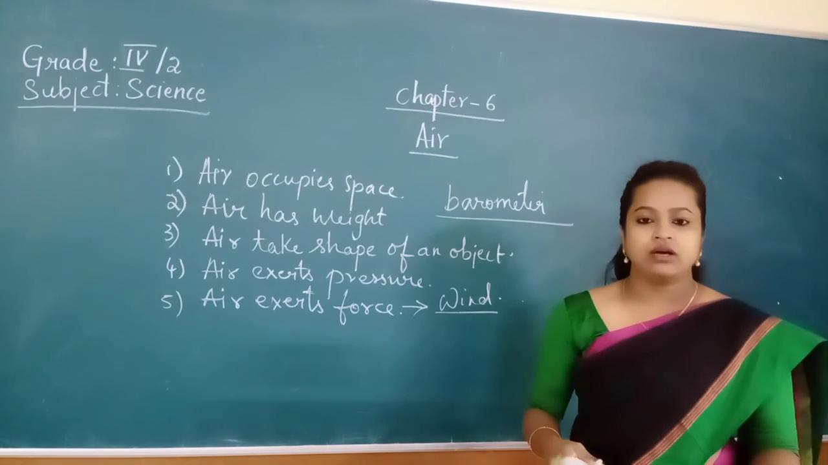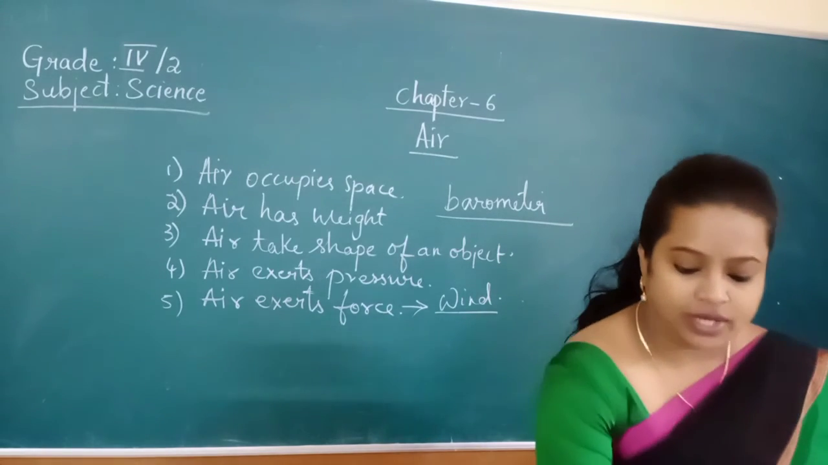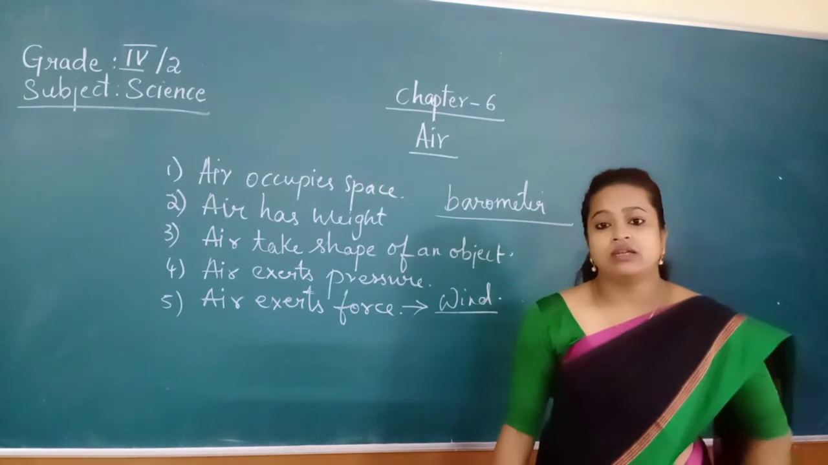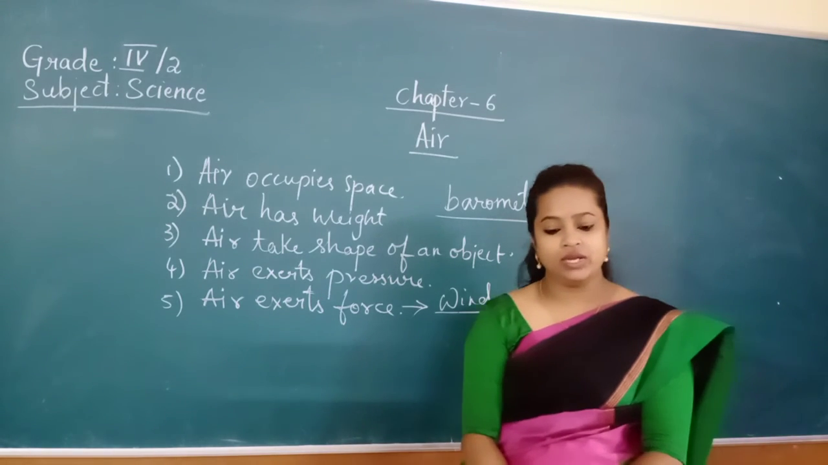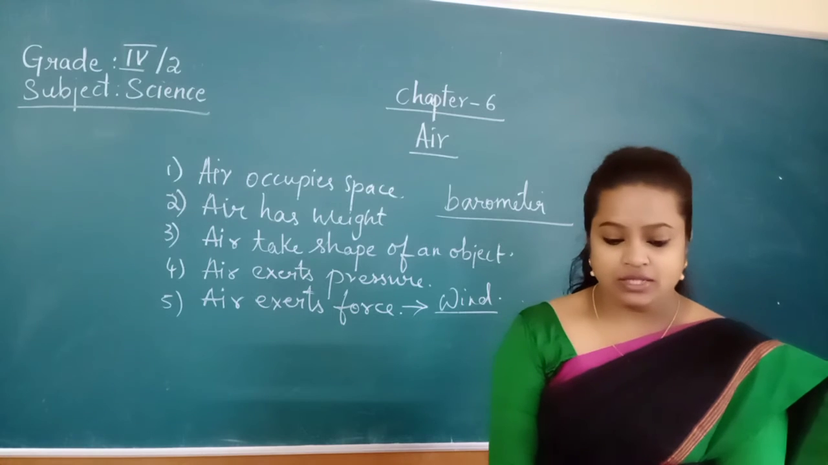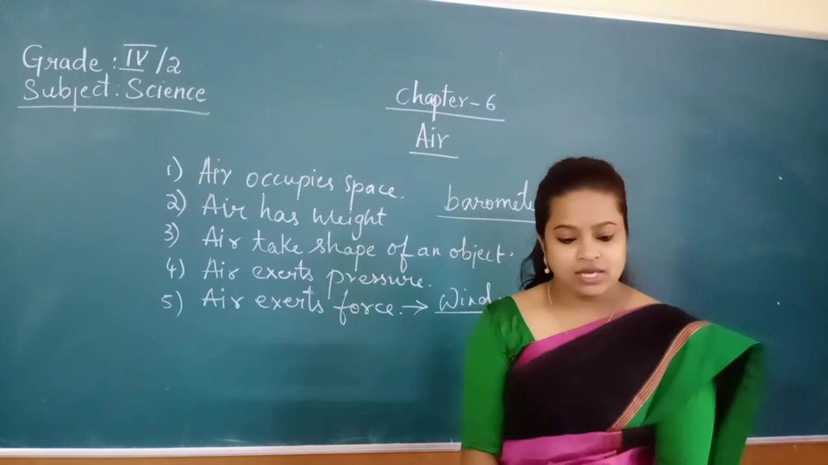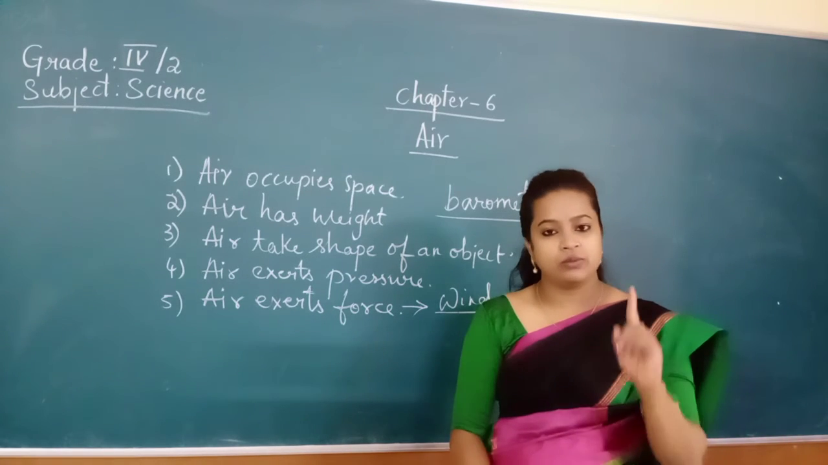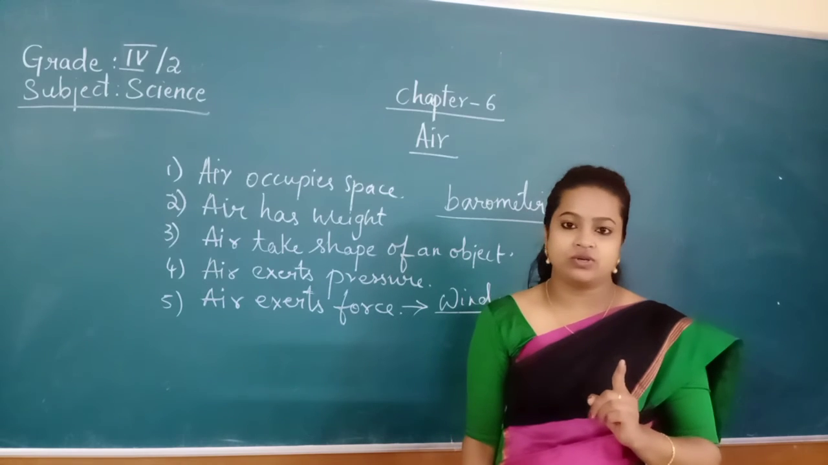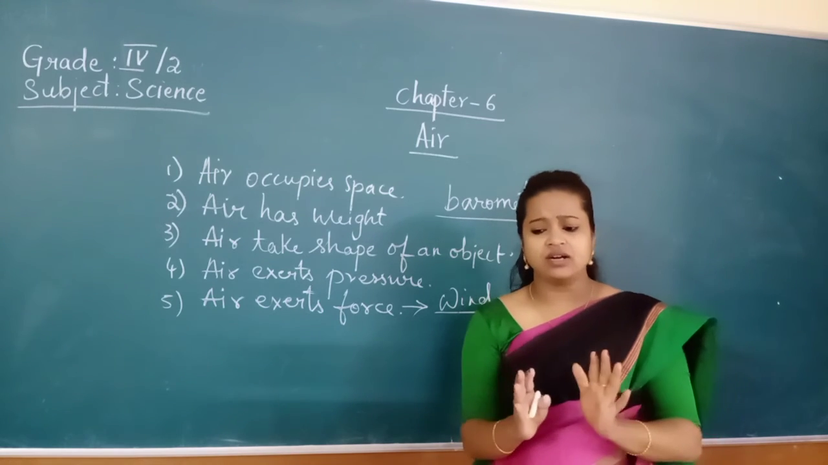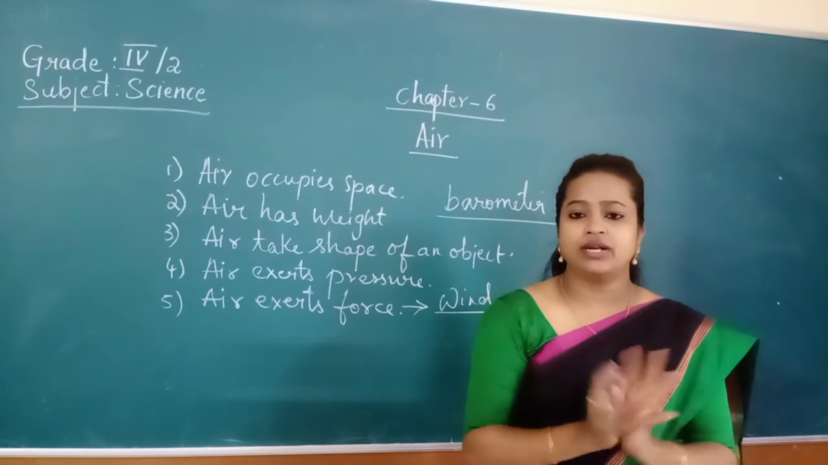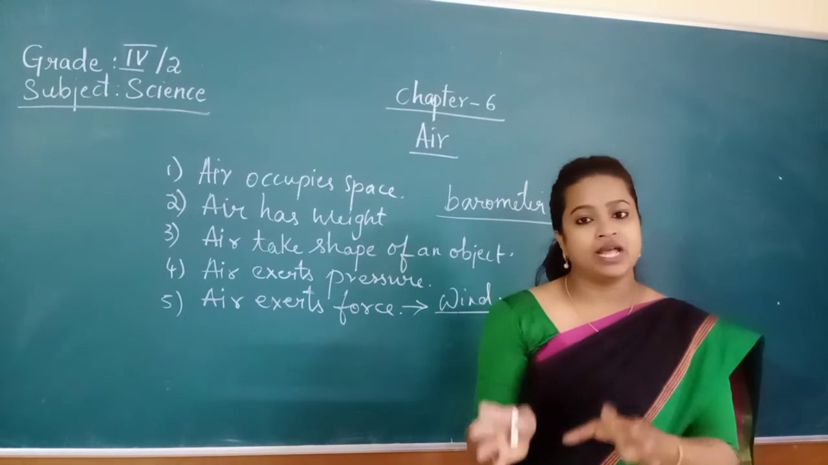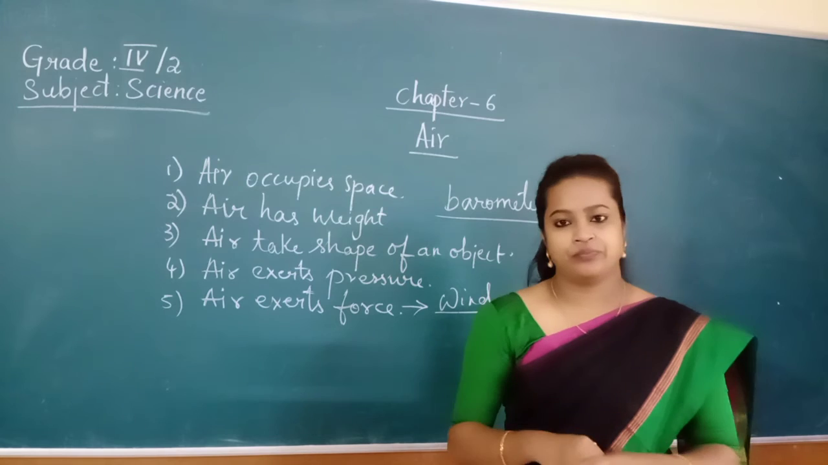Now let us do Do and Document 6 so that you can understand clearly how the air exerts force. Here, what are the required materials? A table fan, a few dry leaves, etc. Okay children, a table fan you need and a few dry leaves also. Take a few dry leaves and a table fan. Put the fan on the table. And in front of the table fan, you spread the dry leaves.